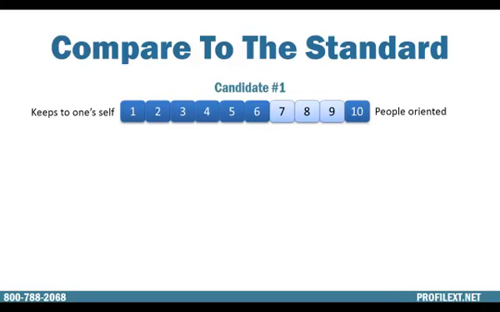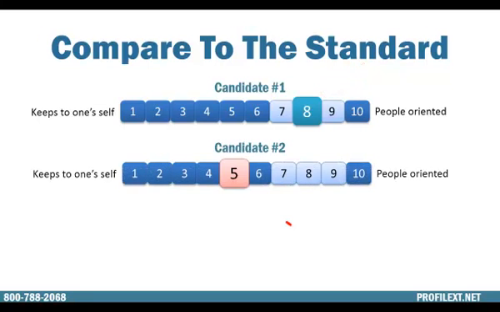And then we compare the candidate to the standard that's been established. So in this example, this candidate comes in at 8. They're right in the middle of what we're looking for. They should be a good candidate with regard to this particular characteristic. Candidate number 2 comes in at 5. So we know that this person is going to be challenged by the amount of sociability that's required for this particular job. This is where the value of the Profile XT comes in.